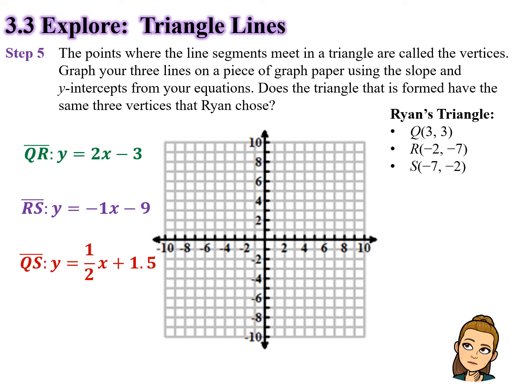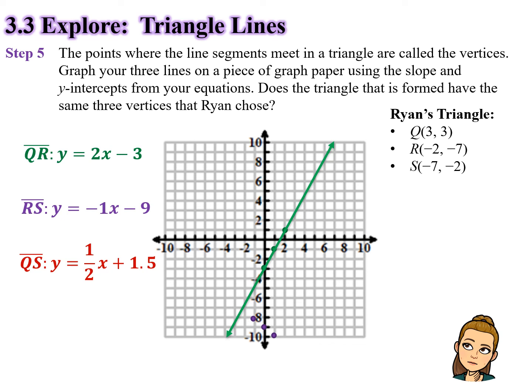When I graph my lines here, for that first one that I have in green, I want to start at negative 3, and I go up 2 over 1, up 2 over 1. I get 3 points, then I connect the dots and I extend. I should get a line that looks like this. For RS, I start at negative 9, and I go down 1 to the right 1. I ran out of space on my graph, so now I'm going to go up 1 and backwards. I'm going to go negative x1. So I get that same line.